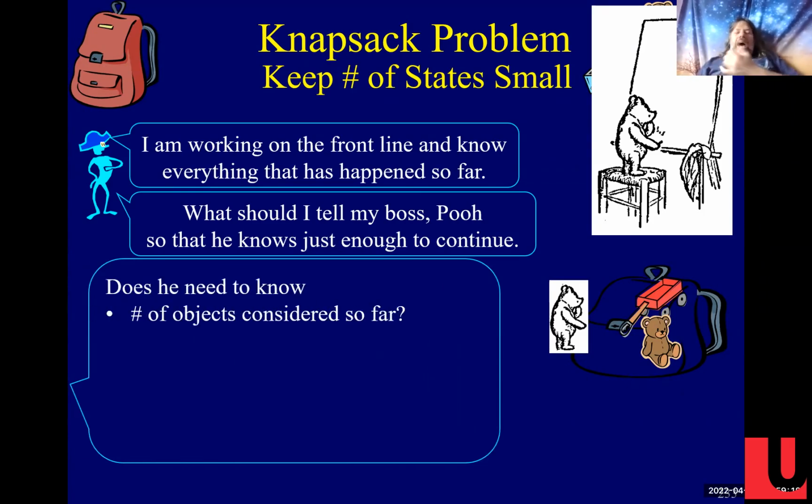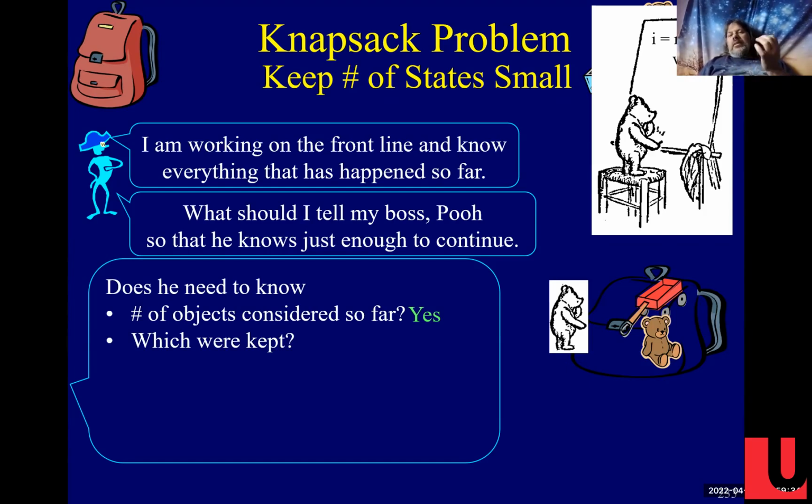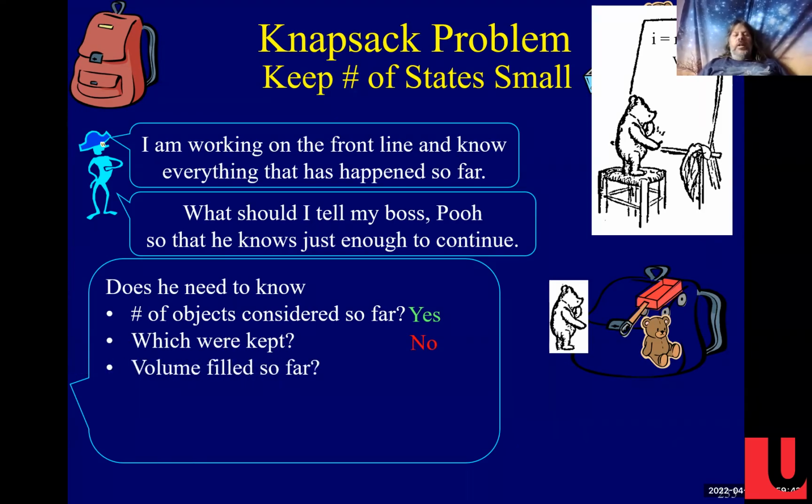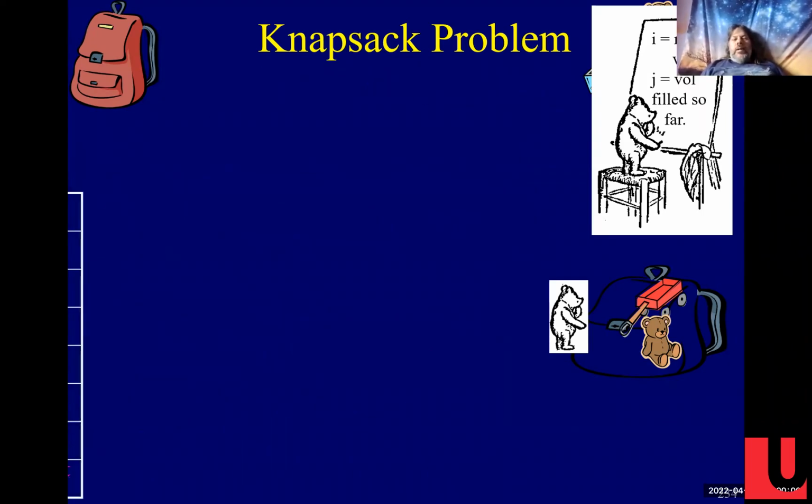Does he need to know which object he's on now? Right, definitely. Does he have to remember which were kept and which were not kept? Well, no, that would be far too much information, right? Because that's n bits of information, so we need 2 to the n states, which we don't want, an exponential number of states. So that's way too much. What he needs to know to proceed is how much of his knapsack is filled so far, right? Because that does influence the future, right? So he's going to remember that.